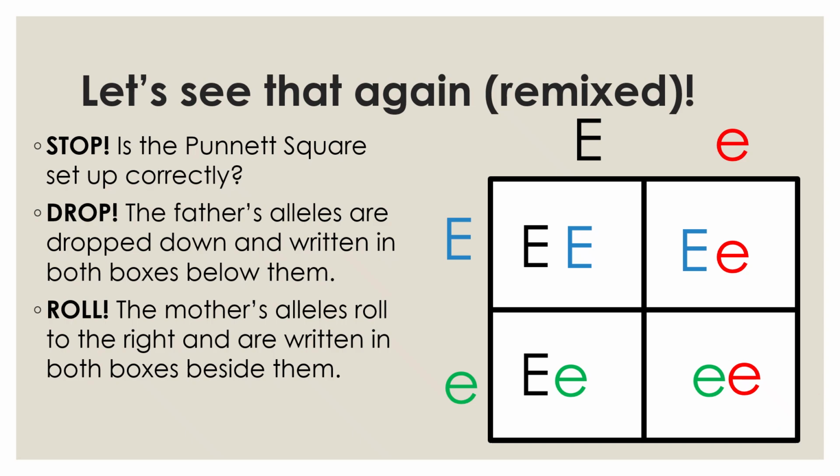That is the information we get from a Punnett square. It does not guarantee that offspring will occur. It just tells you the probability that offspring with a certain genotype or phenotype will be produced.